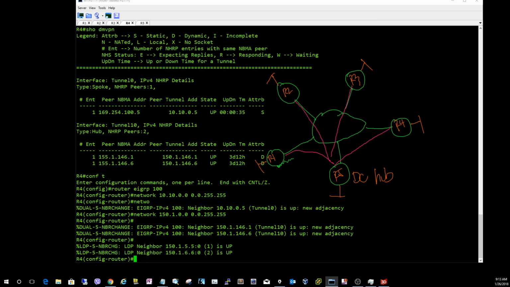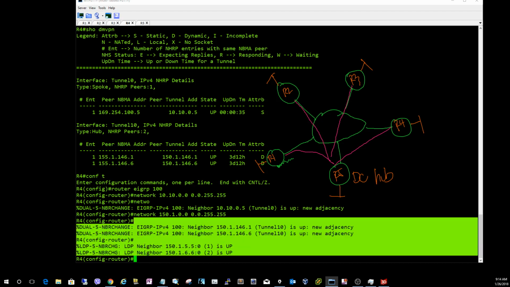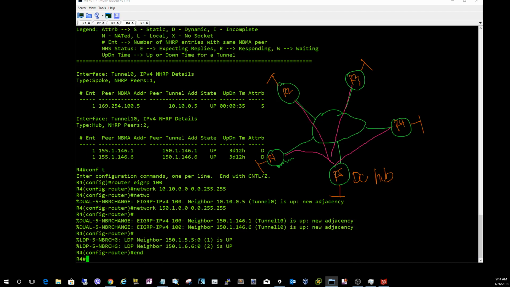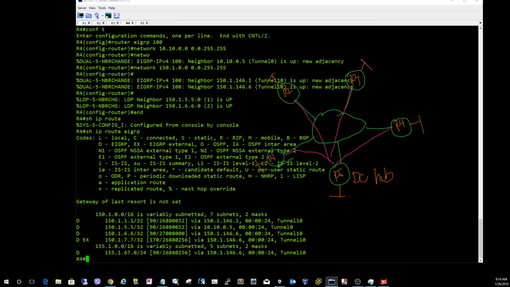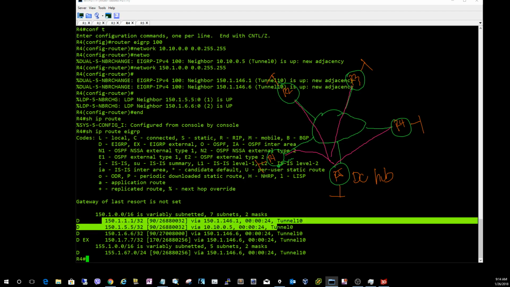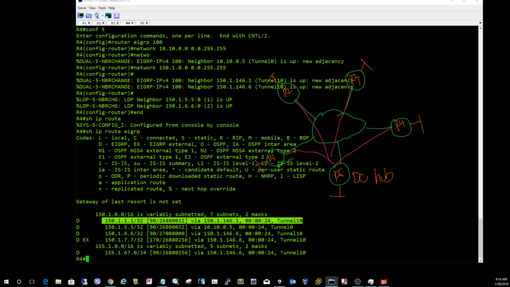All right, now we have our tunnels up, and for some reason, the LDP neighbor went up as well. Don't mind this. So I just do show IP route EIGRP. I'm pretty sure I'm going to learn all other routes, but we're after this network right here, and it's learning via the other tunnel.